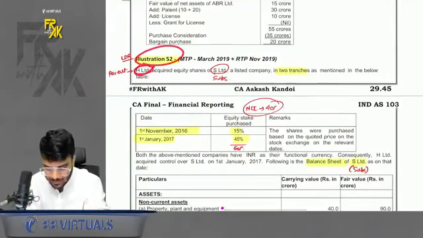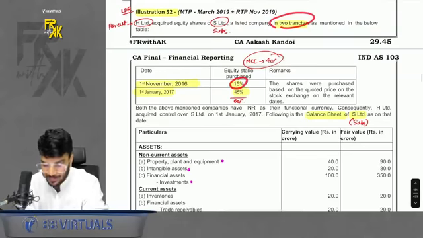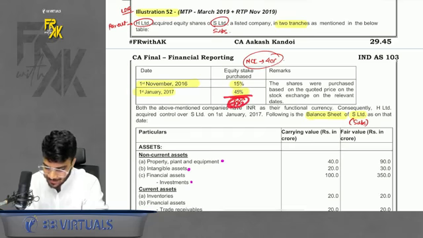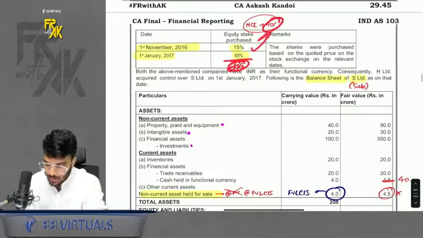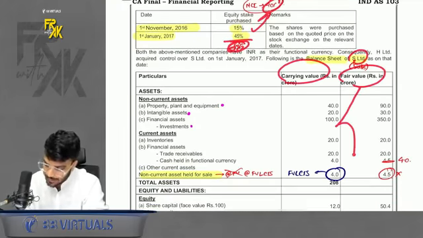So here H acquired S in two tranches. First we acquired 15%. Through 15% we don't get control. Then we acquired 45%. Of course we got control now. So total stake became 60%. NCI stake is 40%. Now the balance sheet of the subsidiary is given. Carrying amount is given. Fair value is given. We will take over at fair value.